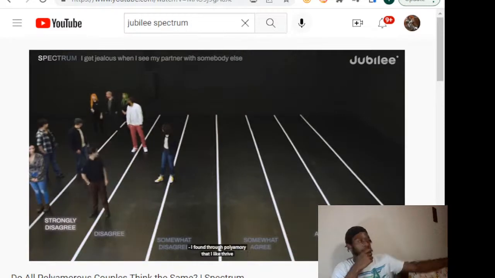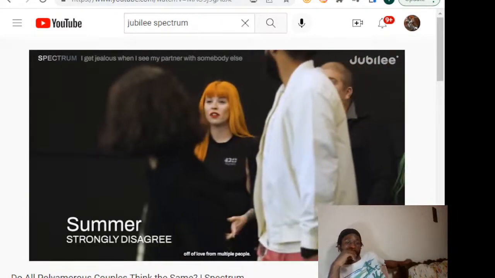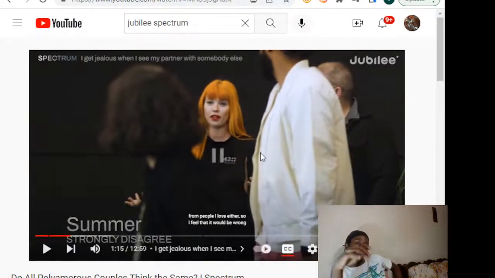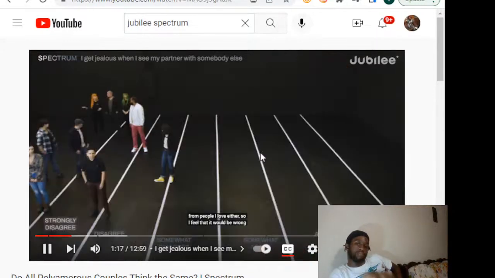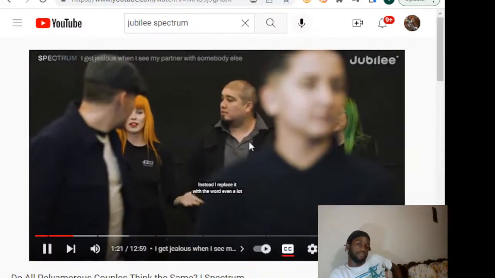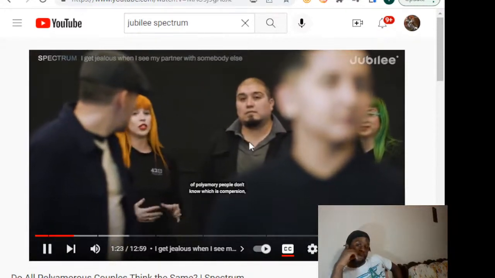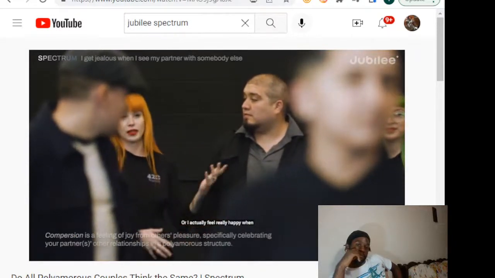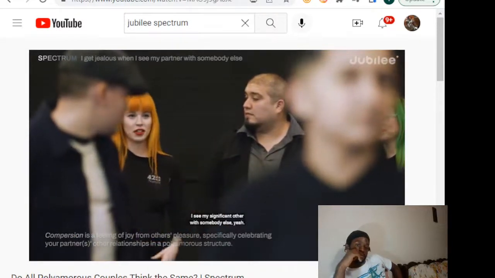I found through polyamory that I thrive off of love from multiple people, and I don't think I'm somebody to take that away from people. So I feel that it would be wrong for me to feel jealous when it's something that I want. Instead, I replace it by starting everything with "I feel," so as not to hurt anyone. Even a lot of polyamory people don't know compersion, which is like the opposite of jealousy, where I actually feel really happy when I see my significant other with somebody else.